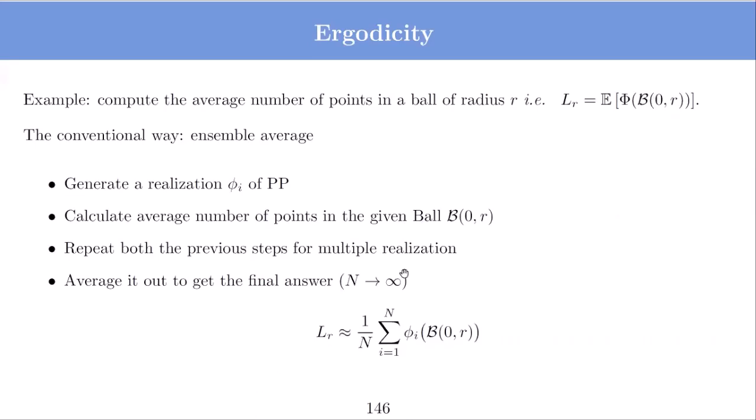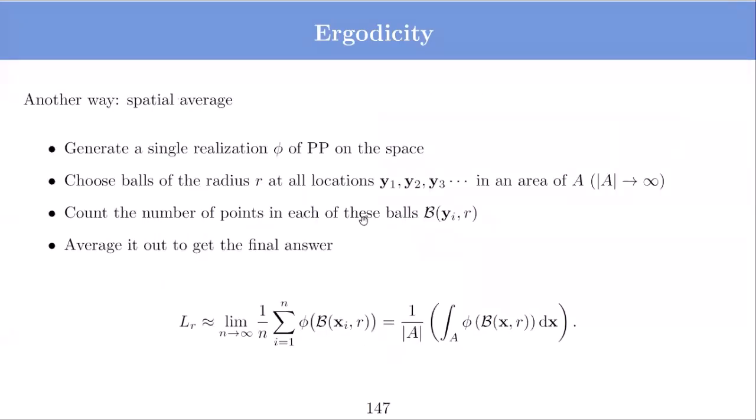And if you want to get it accurate, you will just increase n to infinity. Another way of averaging is the spatial average. You generate a single realization of the point process in the space. You choose balls of radius r at different locations y1, y2, y3 in some area A. Basically, the larger the area you take, the better the result you get. Then you count the number of points in each of these balls and average it over.